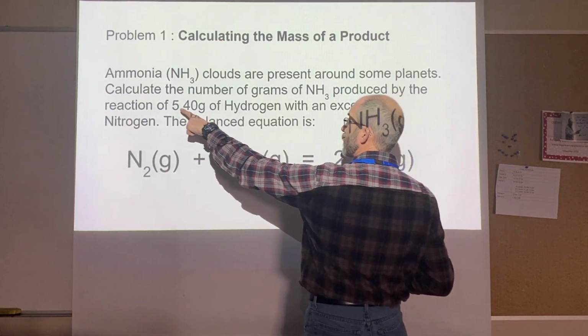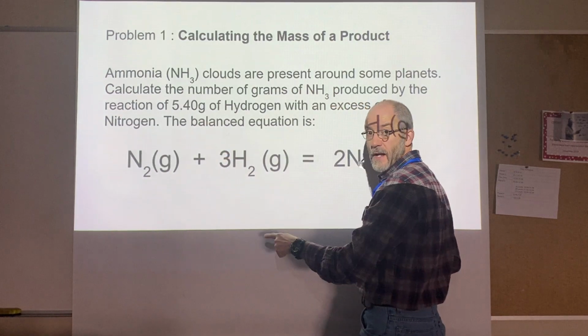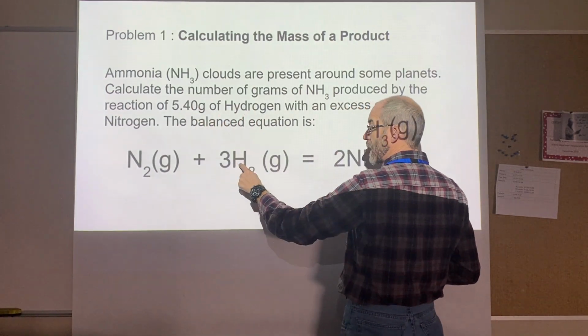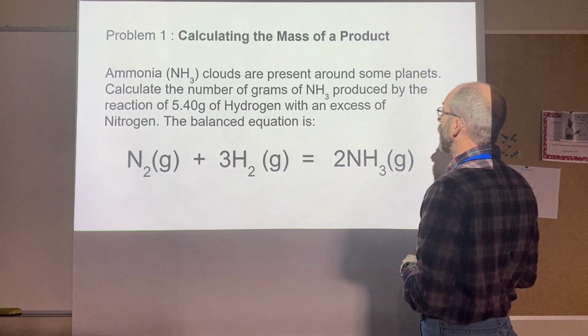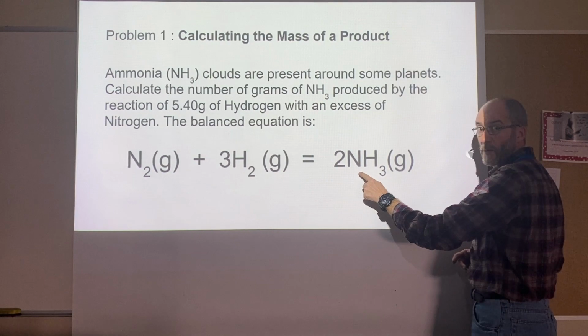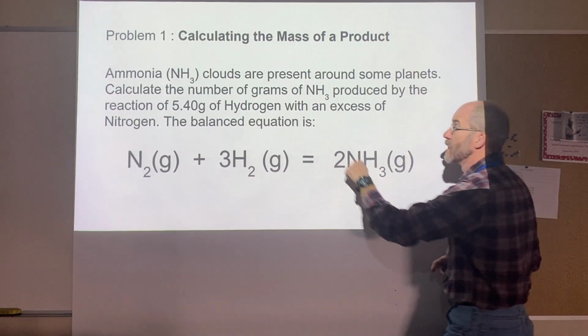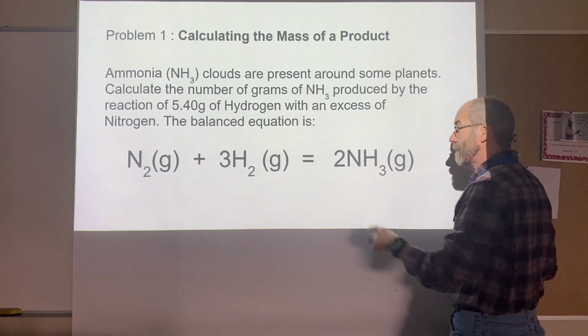According to the problem, I know that I have this much reactant. I know that I have 5.40 grams of hydrogen. So I know where I'm beginning. Now, what do I want? According to this, I want to calculate the number of grams of NH3. So I want to know how much mass my product has. Wasn't that the title of the problem? Calculating the mass of a product, okay?